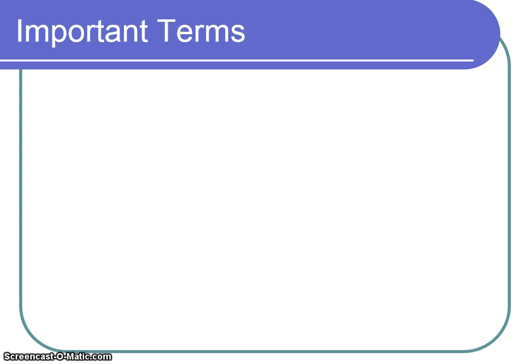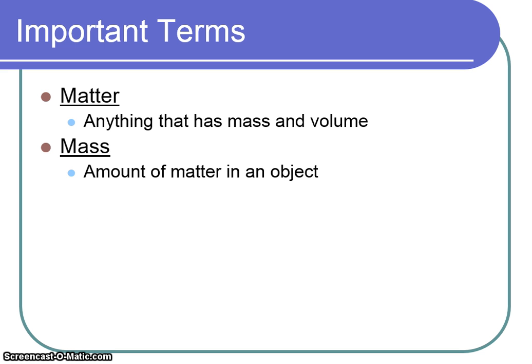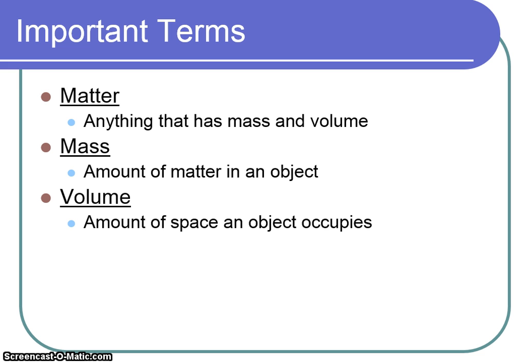So some important terms. We've touched upon these when we've done our candle observations, but now it's time to get them formally in our notes. Matter. Anything that has mass and volume is considered matter. And so what we're going to deal with in this course is matter. Mass is the amount of matter in an object. So how much matter is in that object is related to what its mass is. Volume is the amount of space an object occupies.